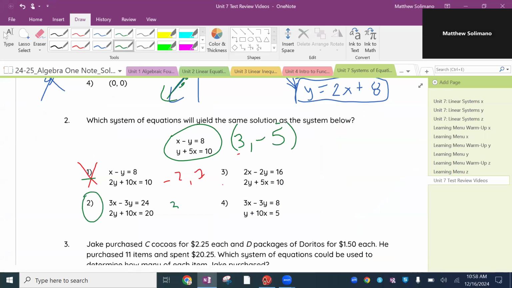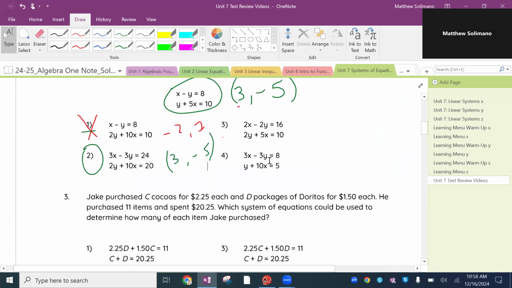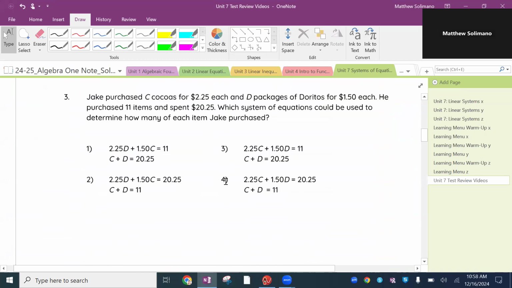So this one's going to be the correct answer. And to save time on this video, (3, -5). I'm not going to check the other two, but if I was on a test or quiz, I would double check the other two just to make sure. But number 2 is the correct one for this one. So let's look at number 3.